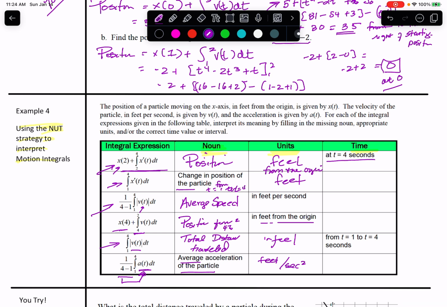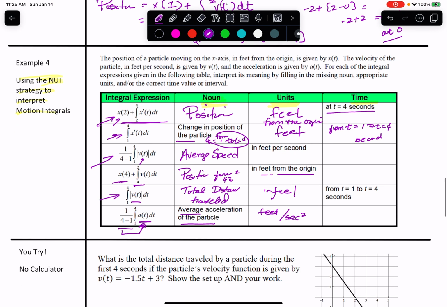And so this was from, I had written it over here, but they had a little space for it here. From t equals 1 to t equals 4 seconds. And this one is from t equals 1 to t equals 4 seconds.